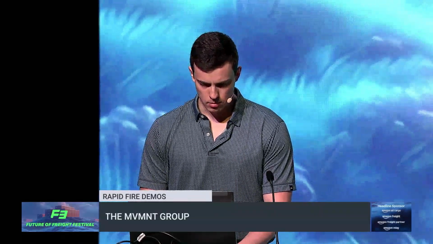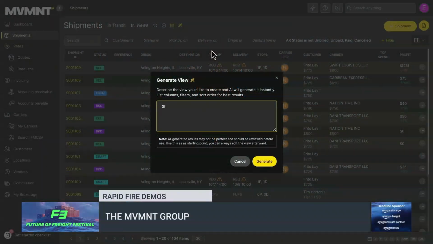So starting out, here's our main load board screen, and we're actually going to do a race. We're going to see, can I make a view of the data faster than the AI? So I'm going to go up here first and ask for shipments created in the last 30 days that are delivering to Frisco, Texas.